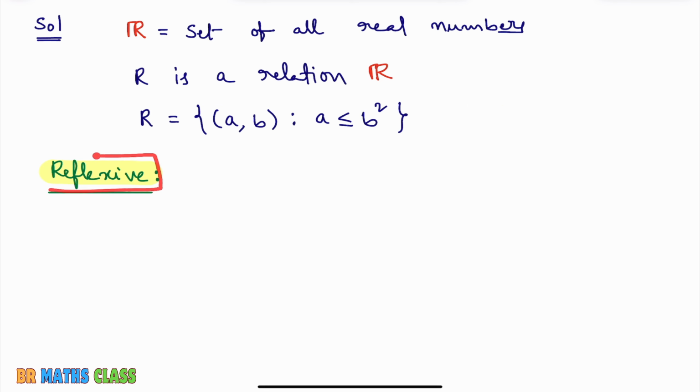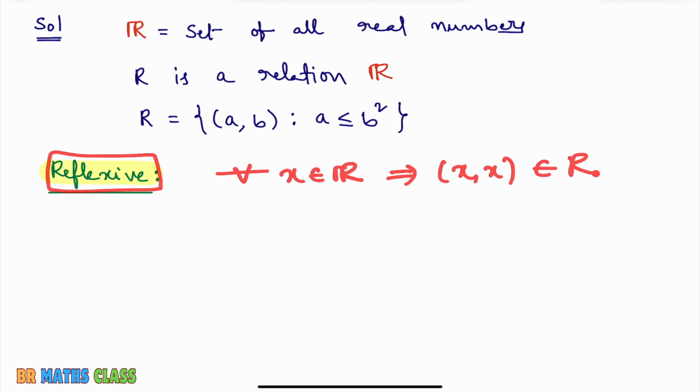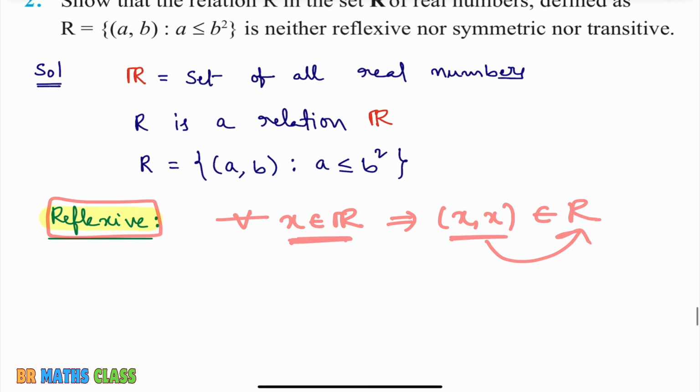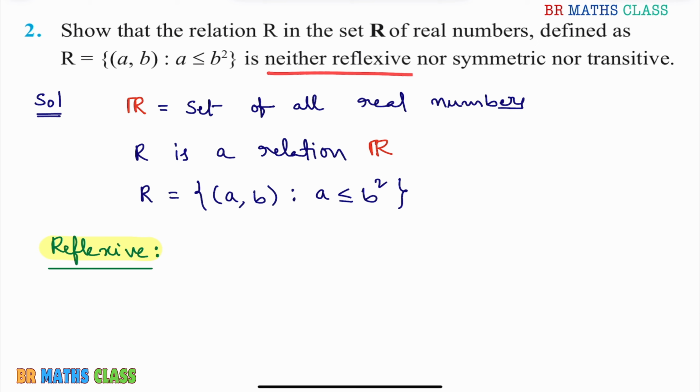How to check the reflexive condition? For any x belongs to R, the set of all real numbers, if the ordered pair x comma x is there in the relation, then we say that the relation is reflexive. In this example, we need to show that this relation is not reflexive.